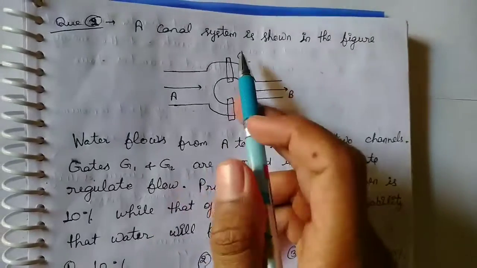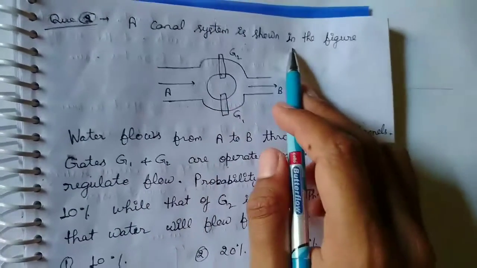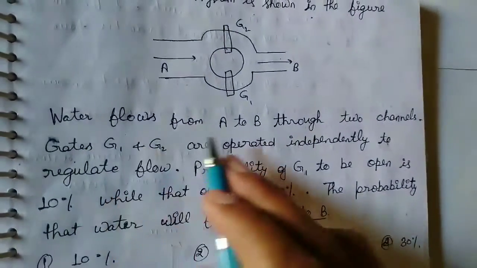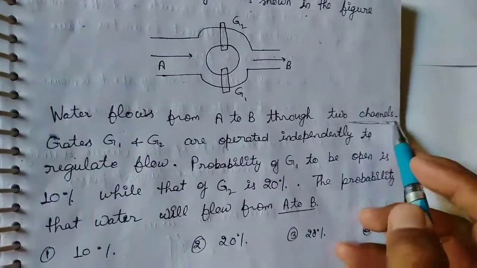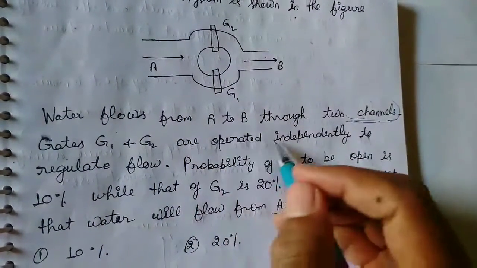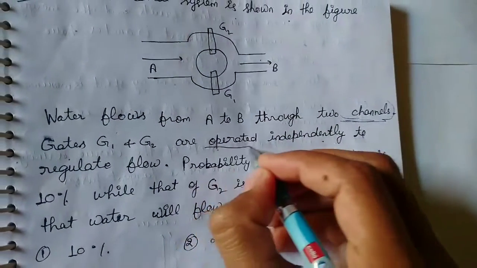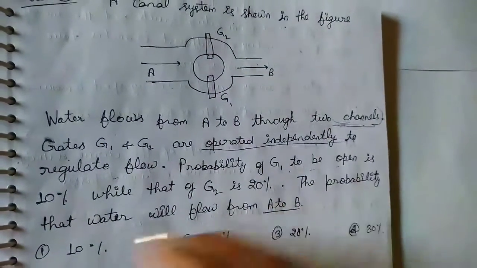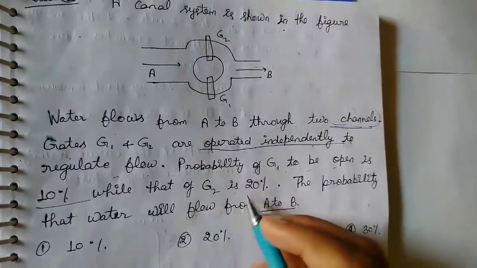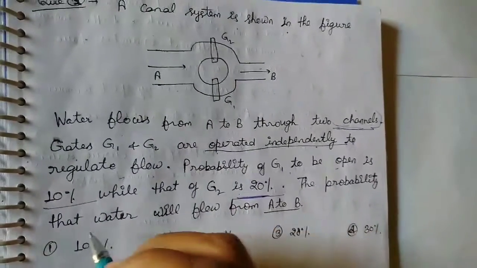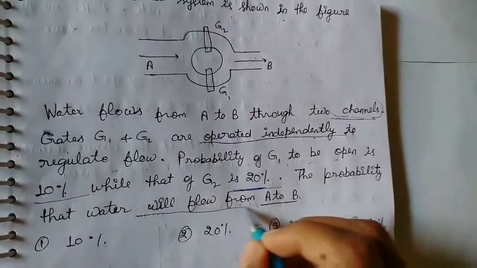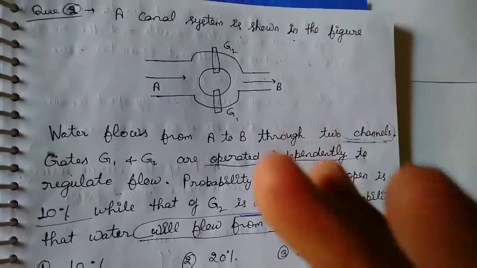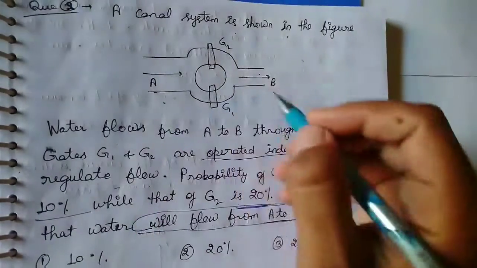Now come to the next question. The question is: a canal system is shown in the figure. Water flows from A to B through two channels. Gates G1 and G2 are operated independently to regulate flow. The probability of G1 being open is 10%, while that of G2 is 20%. You have to calculate the probability that water will flow from A to B.